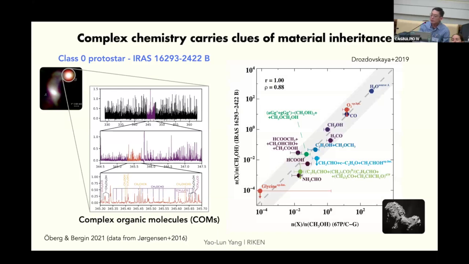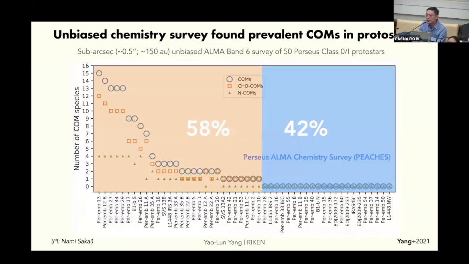And for very small number statistics, comparing one protostar to one comet, we actually found that the abundances of these types of molecules are quite similar between protostar and comet. So that's another layer of encouragement saying that there could be some inheritance even for these very complex molecules.